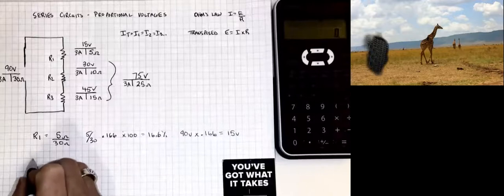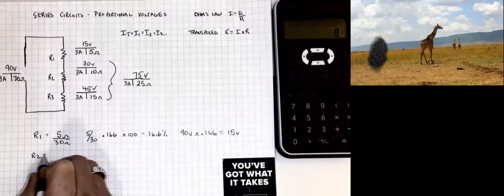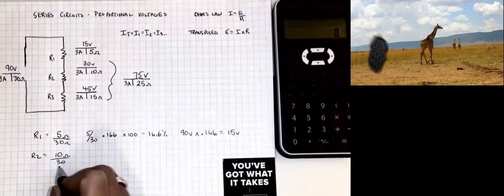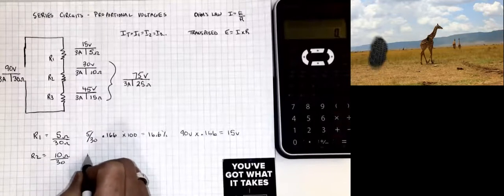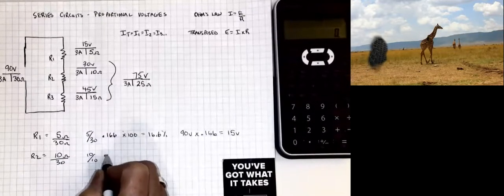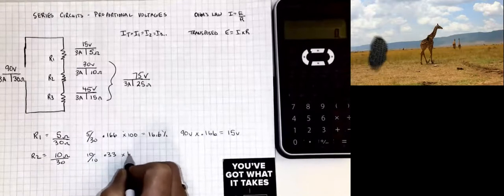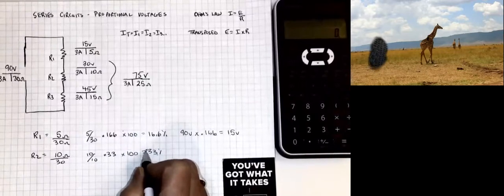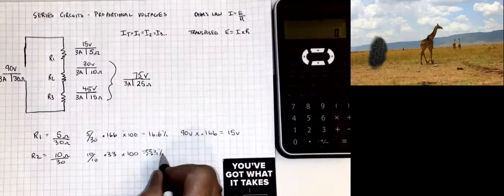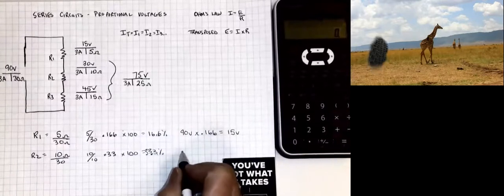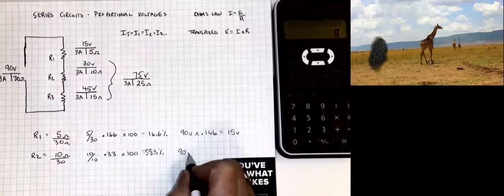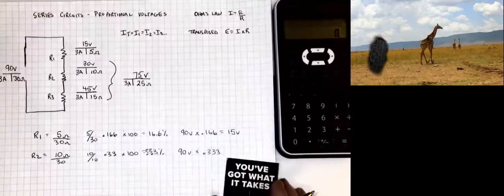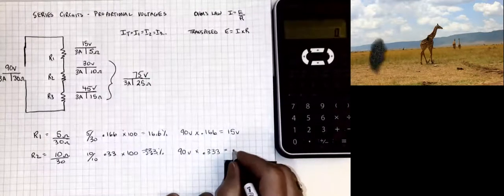I can also do that with R2. So R2 was 10 ohms out of a total of 30 ohms, and 10 out of 30 is 0.33 times 100 equals 33%, actually 33.3% is the percentage of the voltage that will drop across R2. So 90 volts times 0.333 gives us that 30 volts.